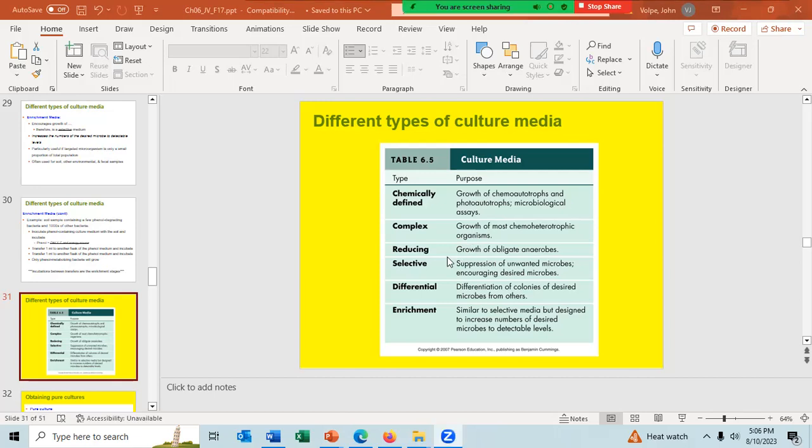There's also reducing media. We use it to grow obligate anaerobes. There's selective media. It suppresses some microorganisms, encourages the growth of other microorganisms, and it has a chemical in it that acts as a selective agent. A differential media allows us to see differences between different types of organisms. And then an enrichment media is selective, but we use it to increase in numbers the microbes of interest to bring them up to detectable levels.